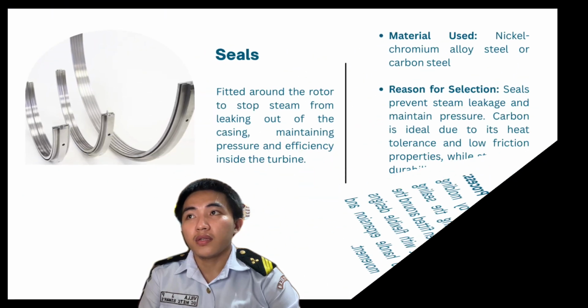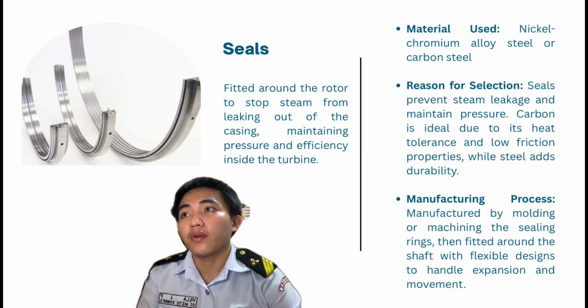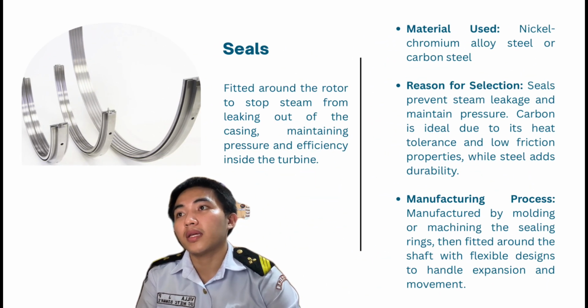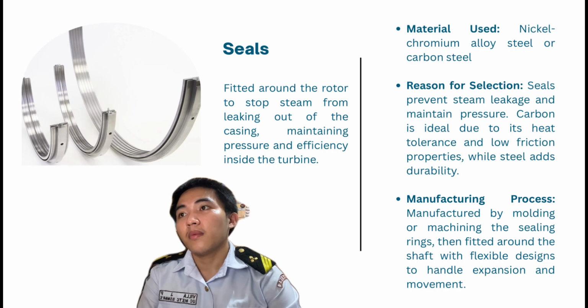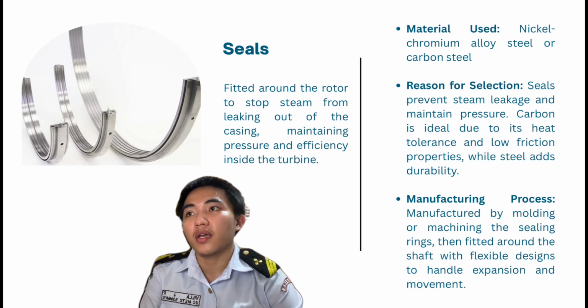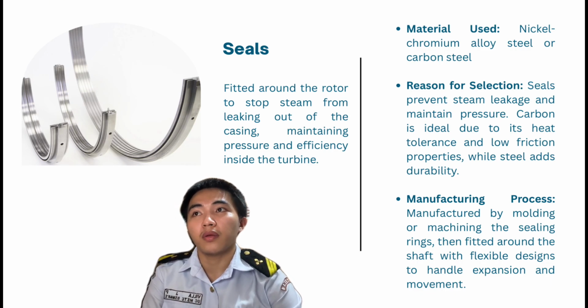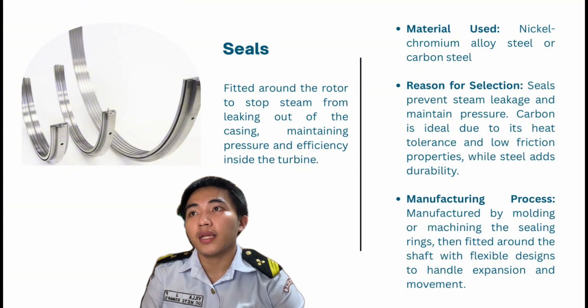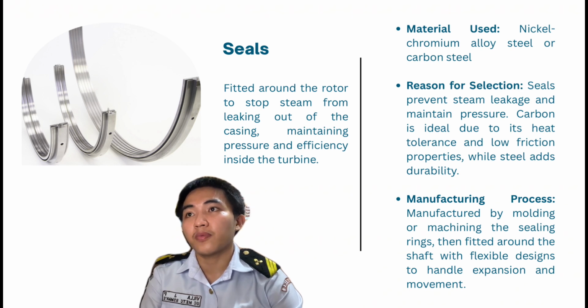Number 7, seals. Fitted around the rotor to stop steam from leaking out of the casing, maintaining pressure and efficiency inside the turbine. So material used: nickel chromium alloy steel or carbon steel. Reason for selection: seals prevent steam leakage and maintain pressure. Carbon is ideal due to its heat tolerance and low friction properties, while steel adds durability.